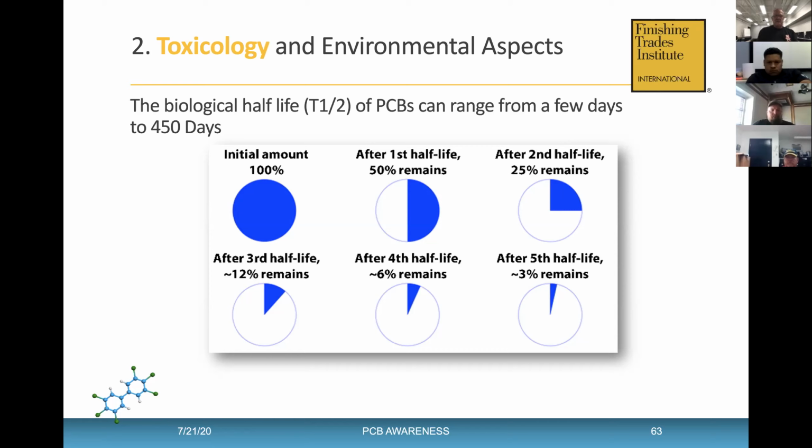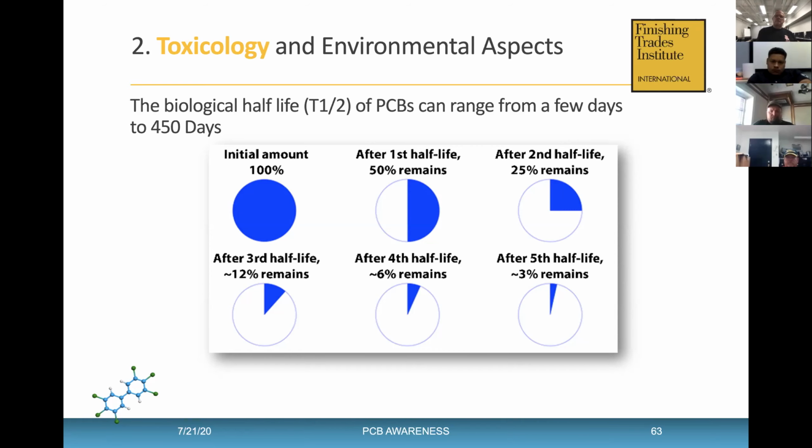And two things can happen. That metabolite can be worse for you than the compound that your body's trying to get rid of, or it could be less toxic for you. But the goal is your body knows it should not be there and it's trying to get rid of it. So let's take a look at this.